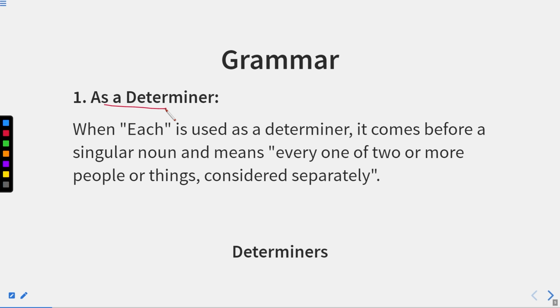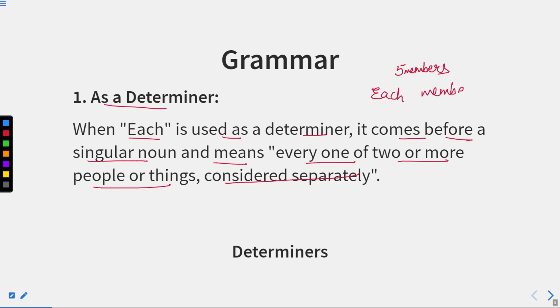As a determiner. So first we are going to discuss it as a determiner. When each is used as a determiner, it comes before a singular noun and means every one of the two or more people or things considered separately. Now, suppose there is a group of 5 members, and if I say each member, it means 1, 2, 3, 4, 5. It means I'm talking about each member individually. I'm talking about all the members individually. I'm not taking all at once. I'm taking one at a particular time.